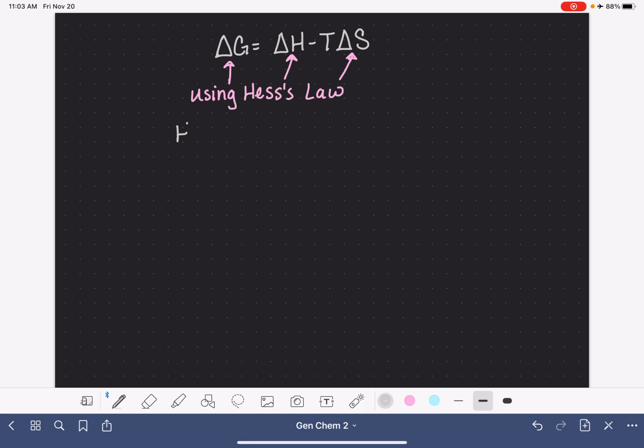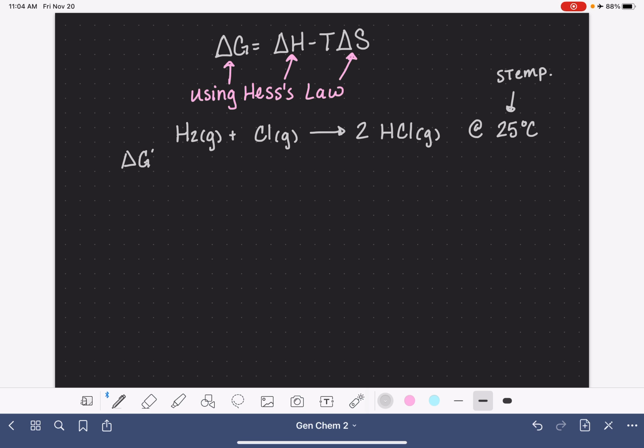Let's look at one example of using Hess's law to calculate the delta G of a reaction. Let's say that we have hydrogen gas with chlorine gas reacting to produce 2 HCl molecules in the gas phase, and this reaction is taking place at 25 degrees C, which is our standard temperature. Because this reaction is occurring at standard temperature, we can use standard delta G values for all of these terms.